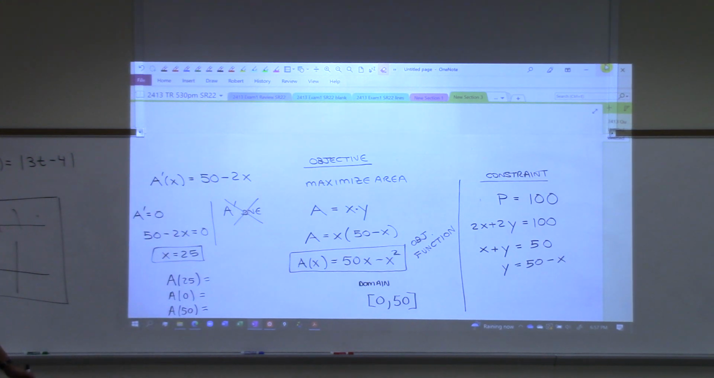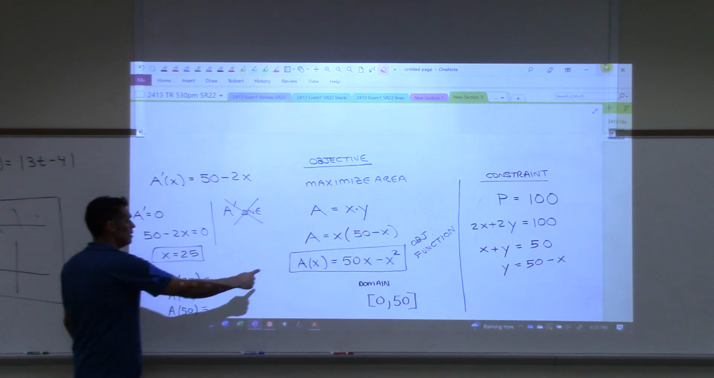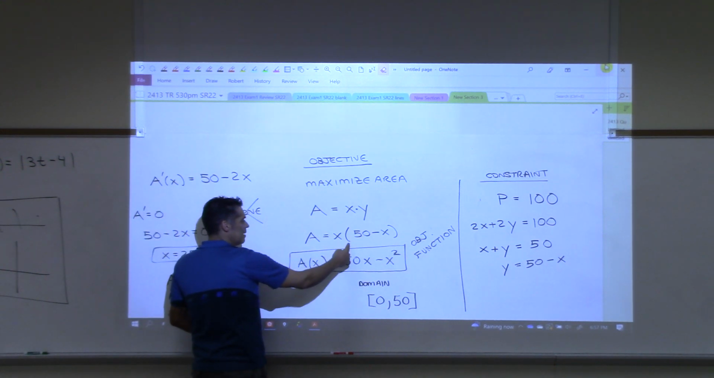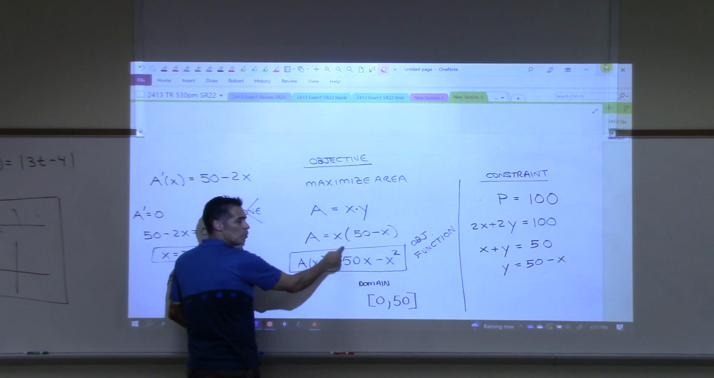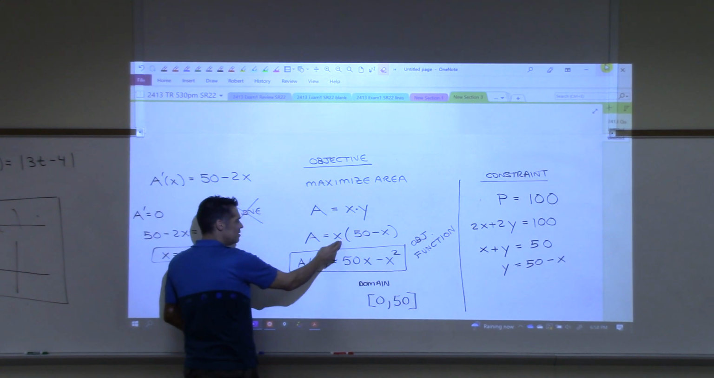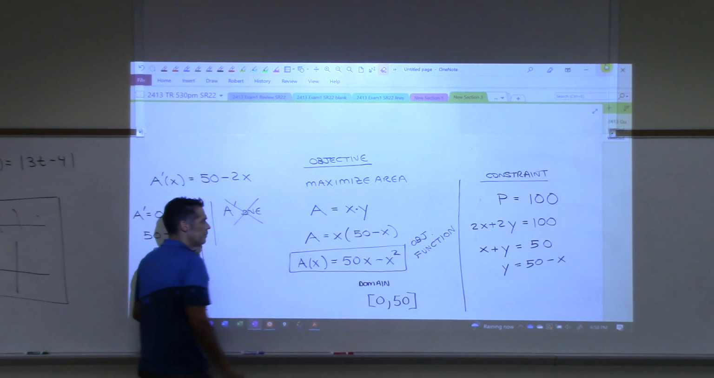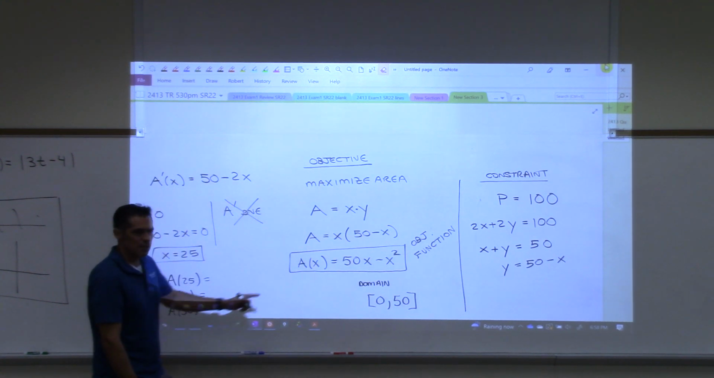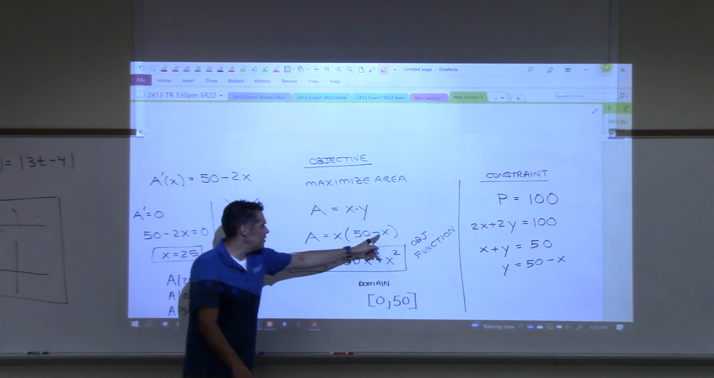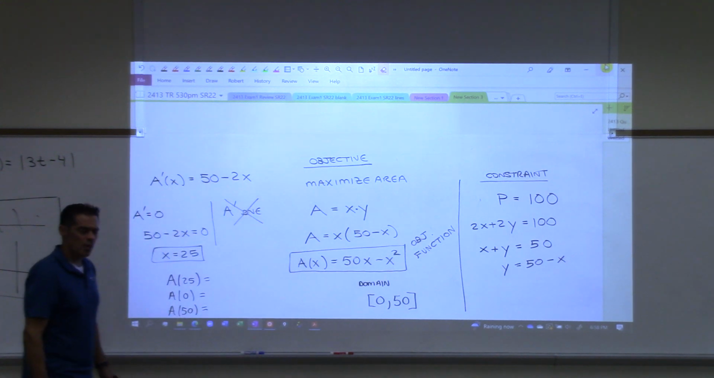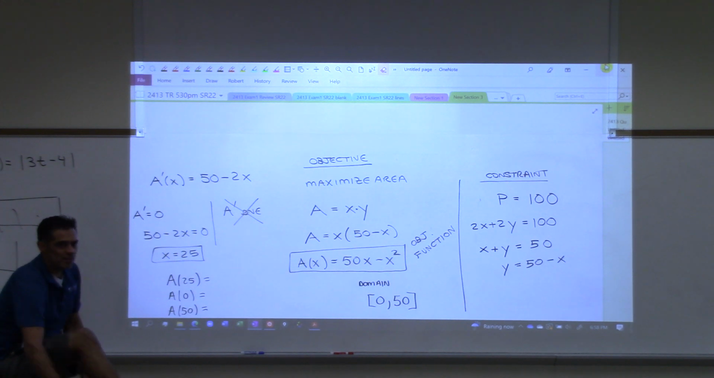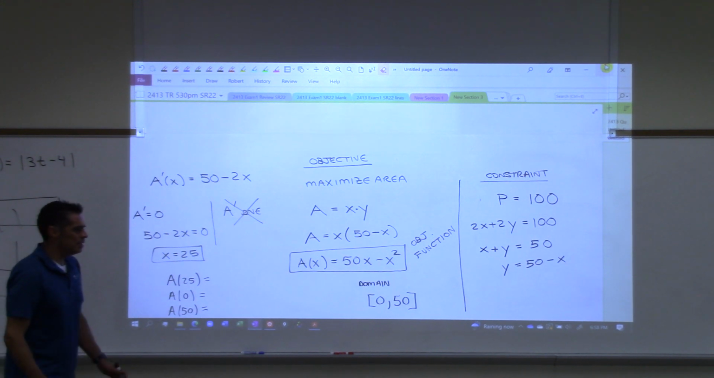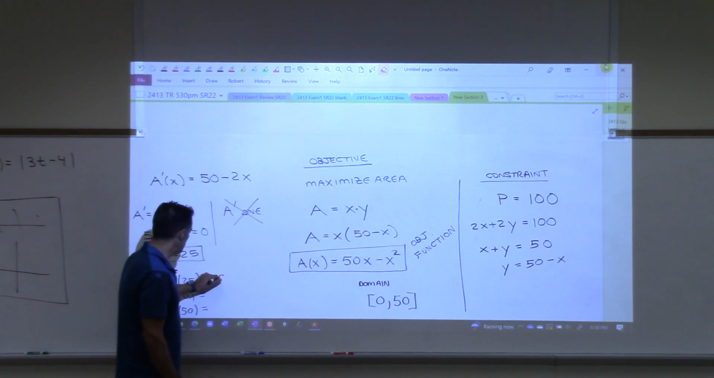All right, so plug 25 into the area function. I'm going to plug it in right here. I could do here or here; it doesn't matter which one. I think it might be easier to plug it in here. Do y'all see that? 25, 50 minus 25 is 25. What's 25 squared? 625, I think. So this is 625.